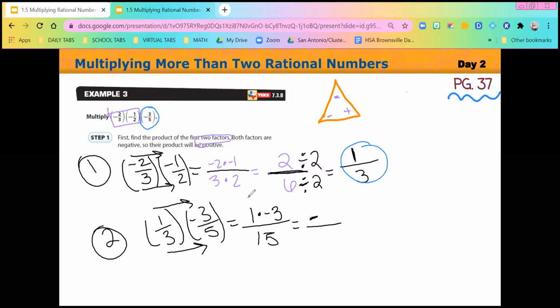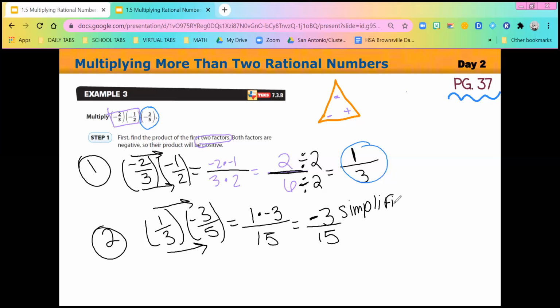Now I'm going to go back and think of the numbers. What is 1 times 3? 3, right? Any number times 1 is itself. And now we have our denominator, which was 3 times 5, which we already did, which was 15. Awesome. So now we have negative 3 divided by 15. All right, so now what we can do is simplify. This particular fraction can be simplified.